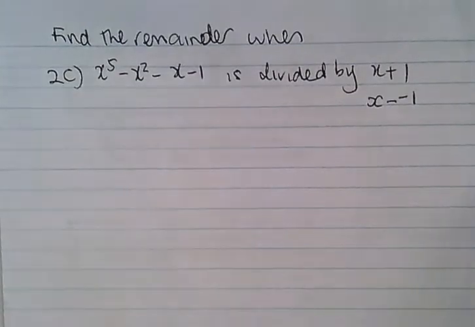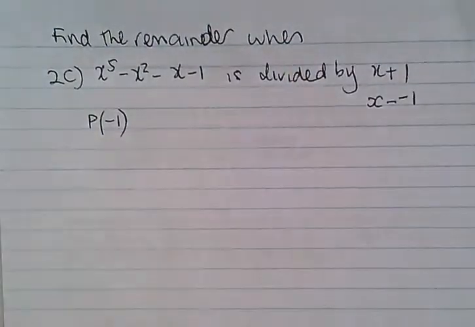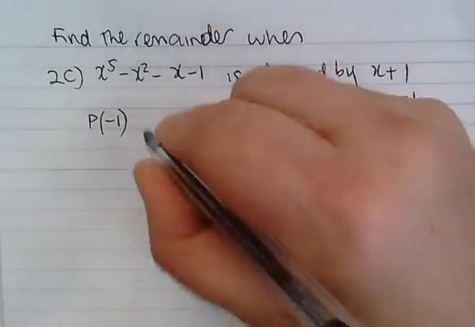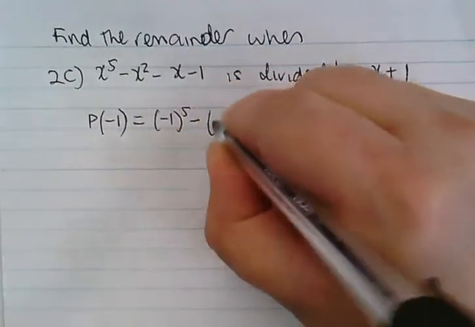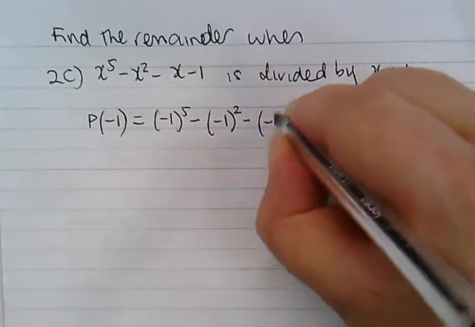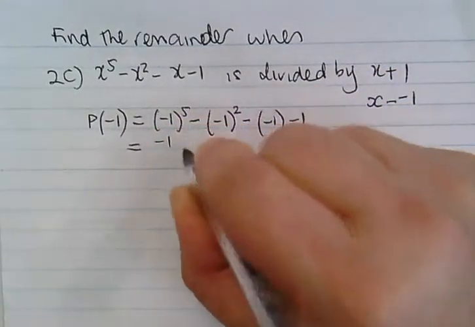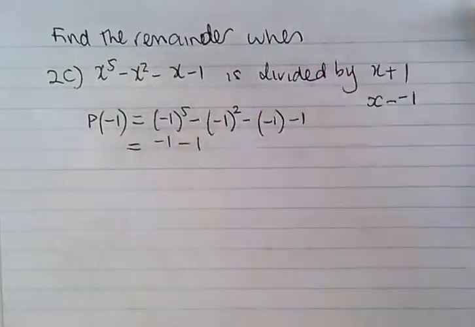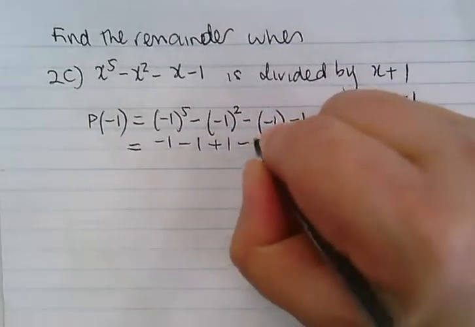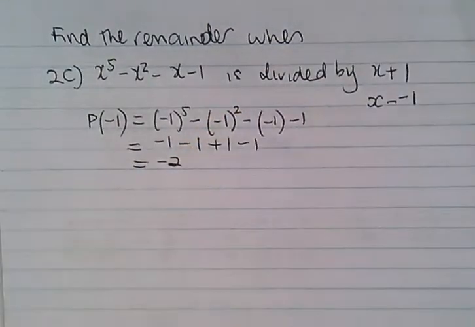So what do we substitute into the polynomial? P of negative 1. That gives me the remainder. So the remainder theorem is, if you're dividing by x minus a, you substitute the a into the polynomial, that gives you the remainder. So p of negative 1 is negative 1 to the power of 5 minus negative 1 squared minus negative 1 take away 1, which is negative 1, what? What do I get now? Minus 1, plus 1, minus 1, which is negative 2. So if I did do that division, the remainder would be negative 2. That's what I would end up with. Okay?